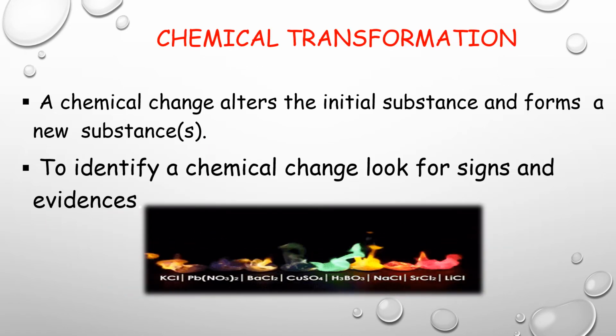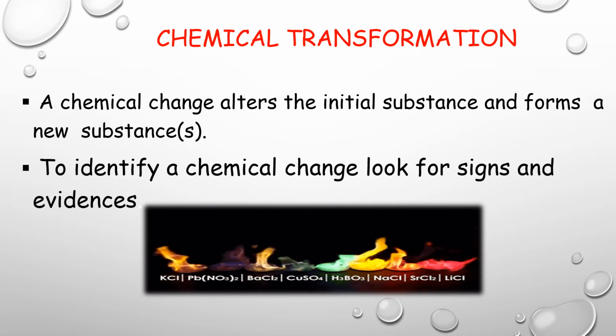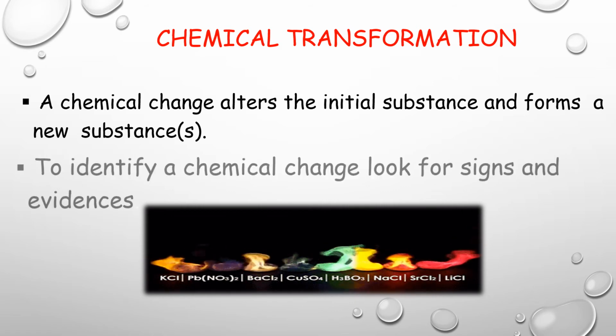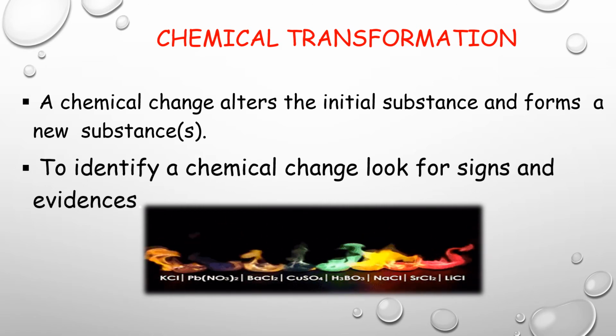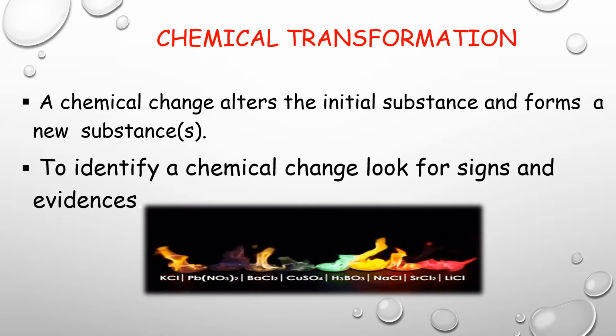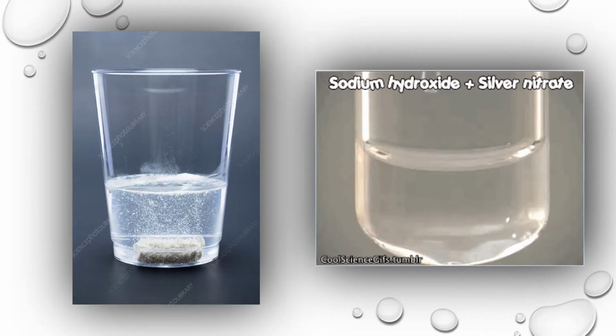Let's now start with the chemical transformation. As a definition, a chemical change alters the initial substance and forms a new substance or substances. To identify a chemical change, look for signs and evidences. And you know that the four evidences of a chemical change are change in color, formation of precipitate, release of gas, and change in temperature.